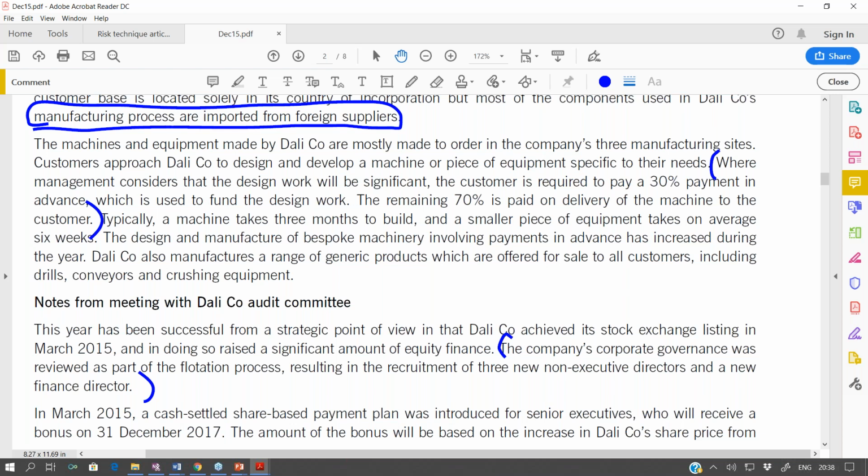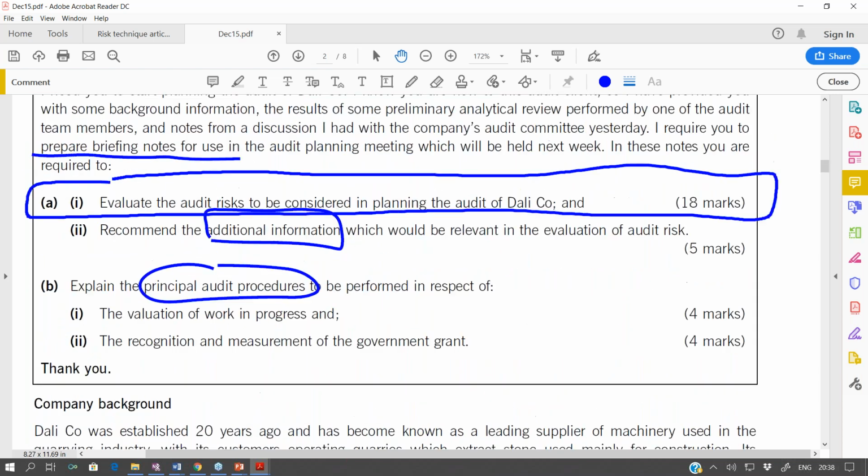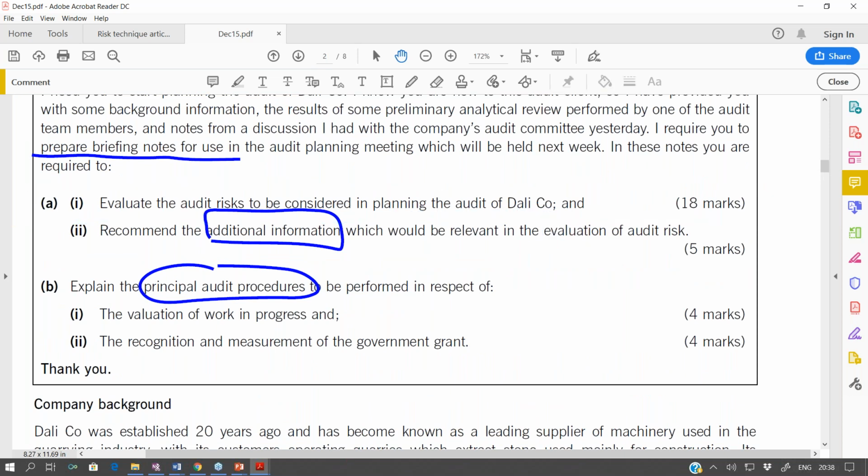There was a requirement in this exam paper which also comes many times, which is requirement number B in front of your screen. Can you see that? 2A2. Recommend the additional information which would be relevant in the evaluation of your audit risk, and the marks are 5. Let's make you realize in the next 10 to 15 minutes that these are bonus marks. Recommend the additional information. This is a requirement which is not very regular, but in like 5 questions you will get them in 3. So you should know what it means to recommend additional information, right? Let's see what that means.